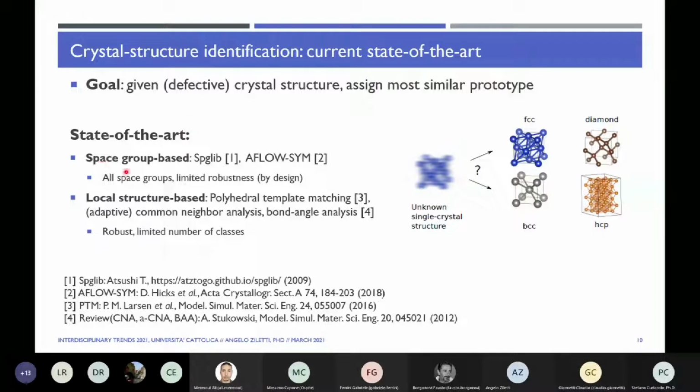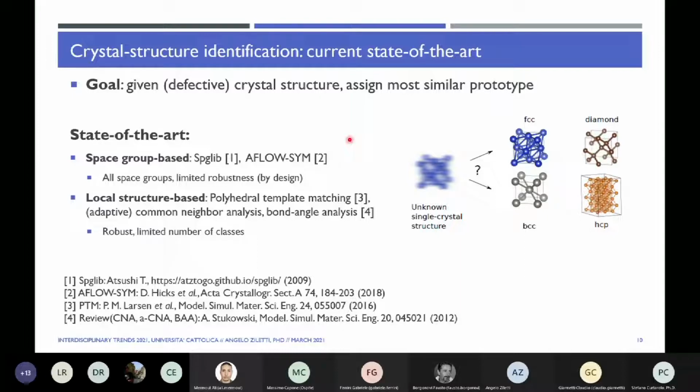One is space group based, where you really want to predict the type of the space group. These are the forefront: SPGLib and AflowSYM, and that is by Stefano. They can do really a lot of space groups. The methods are not robust, but really by design. That's on purpose, because you want to be precise in classifying when the space group is a space group. If you're missing an atom, the space group is different, and so that's why they are not robust by design.